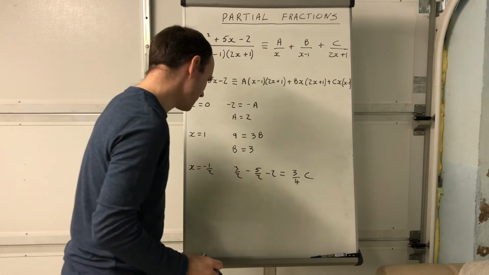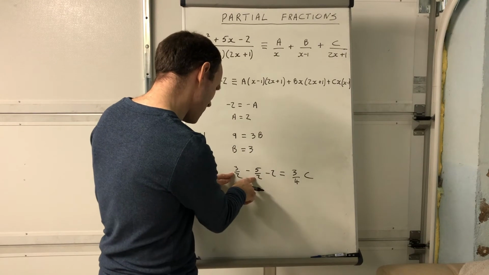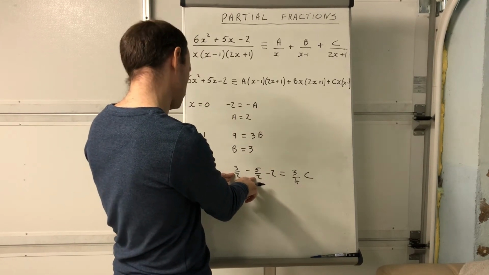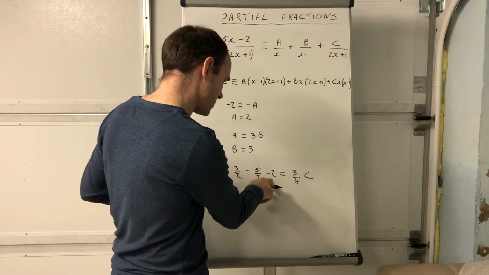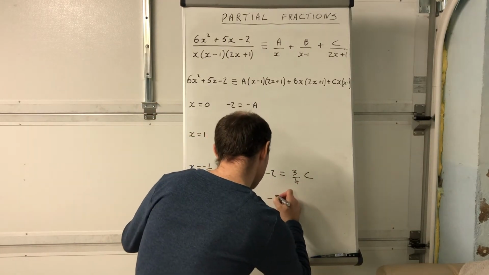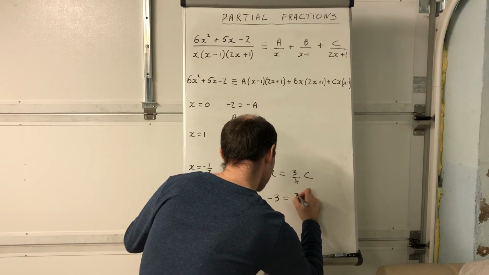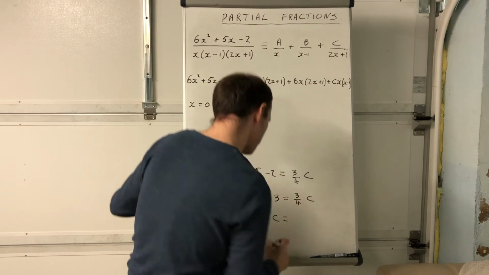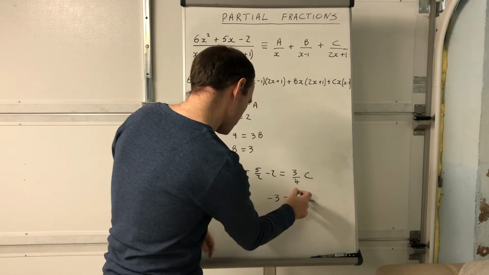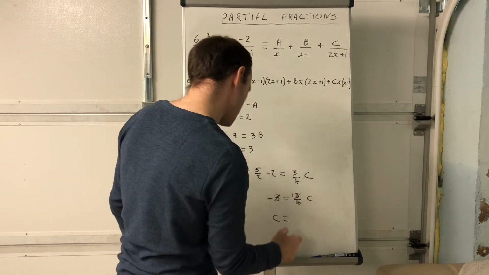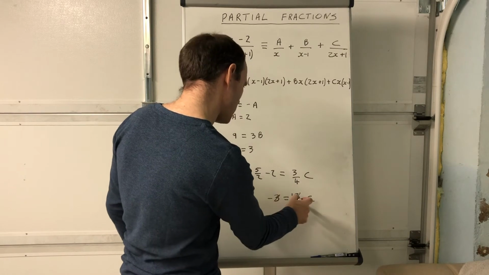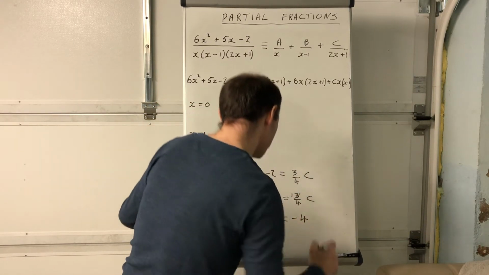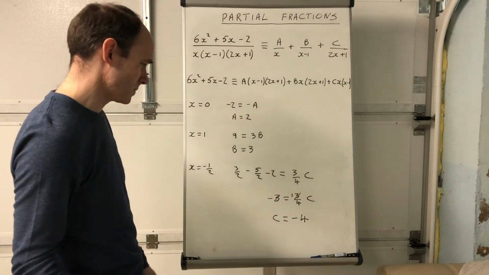Good. Okay. So 3 over 2 subtract 5 over 2. So that's going to be negative 2 over 2, which is negative 1. Subtract 2, so that's negative 3. So you've got negative 3 is equal to 3/4 c. Okay, so what that means is that the 3's will cancel. You'll have negative 4, is equal to c. So negative 4. That's it.